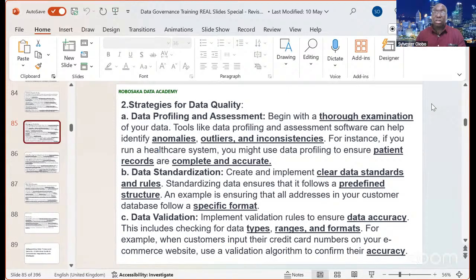Because some of the questions that may come in your interview are going to be, okay, if we employ you, could you please tell me any initiative you have carried out before? In most cases, people talk about a data quality initiative.